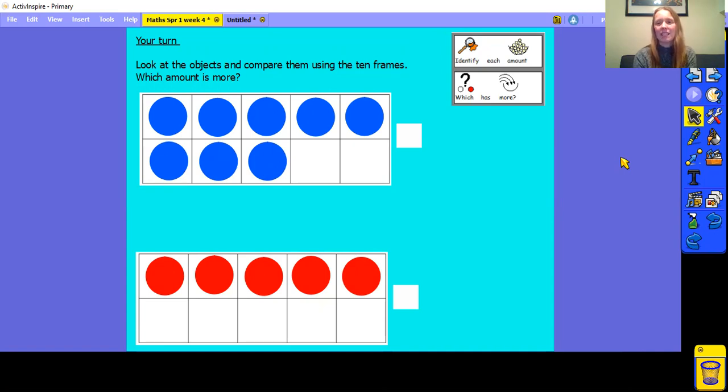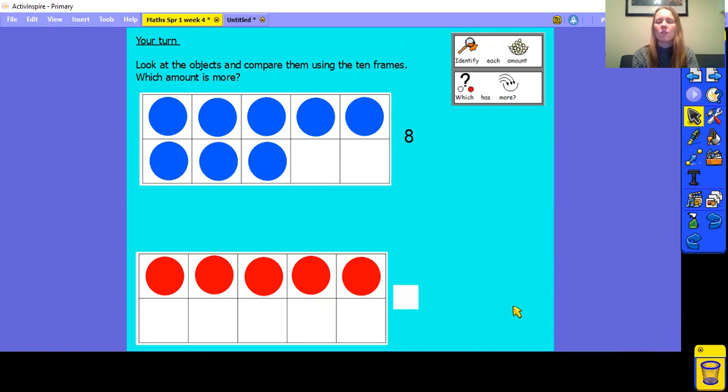Okay, now let's do it together. Let's count the blue counters first. 1, 2, 3, 4, 5, 6, 7, 8. Here's number 8 to remind us.